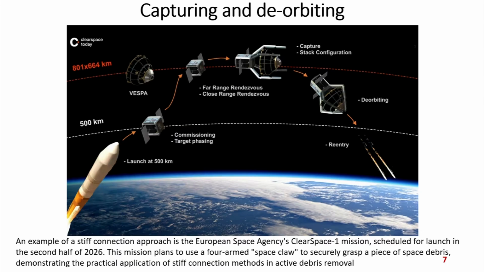So, this is just an example of what I said, the stiff connection approach. This is a project of ESA and the mission name is the ClearSpace-1 mission. It is scheduled for the second half of 2026. It is similar to the mission I showed you in the second or third slide, the GIF, where I discussed how the phasing is done, then it reaches the target orbit, the rendezvous, and then it captures the target.